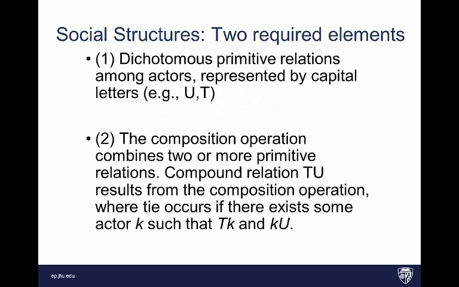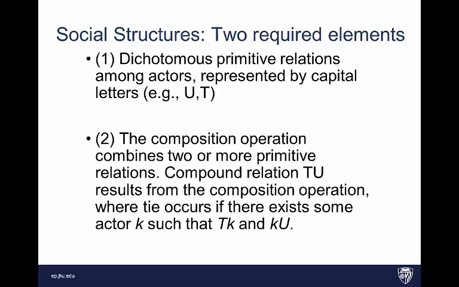So for a social structure, there's 2 required elements. One is dichotomous, so binary ties, 1s and 0s, primitive relations across actors, and we represent those relations by a capital letter. Right? So you can think of boss of, employee of. These are different relations, maybe the same set of actors.